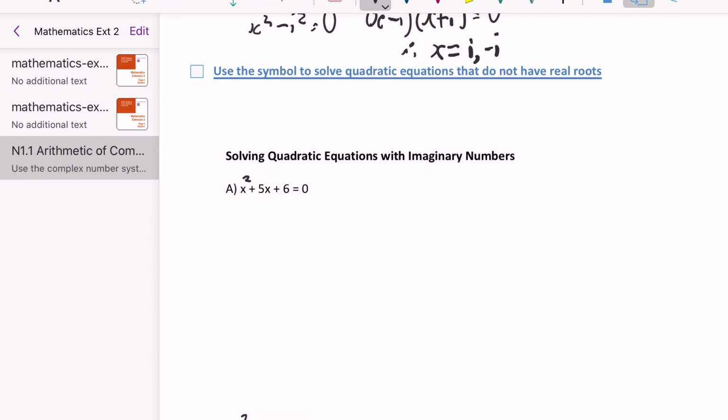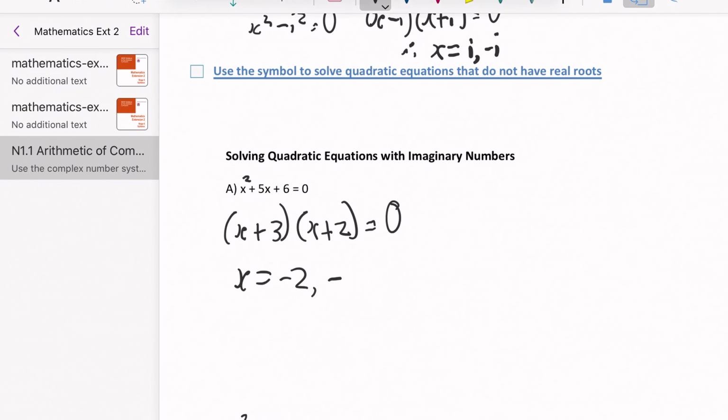Now remember, there are many methods we can use to solve this equation. We can factorize, we can use the binomial theorem, complete the square, we can do a graphical solution, we could even do the factor theorem when the remainder equals 0. For this one, I'll choose to factorize. Well, which two numbers will multiply to 6 and add to 5? Oh, we've got x plus 3 and x plus 2 equals 0. So therefore our two solutions will be x equals -2 and x equals -3.